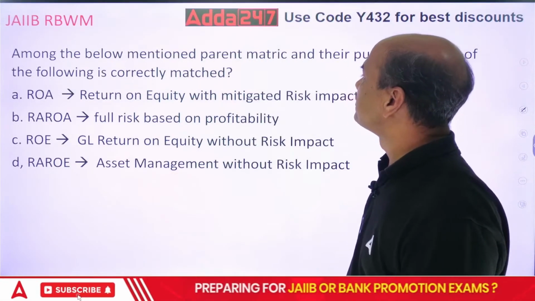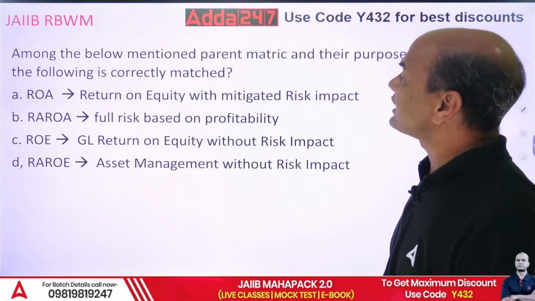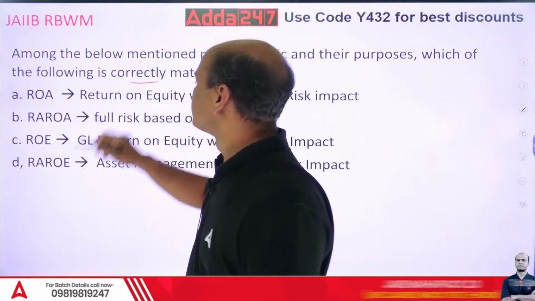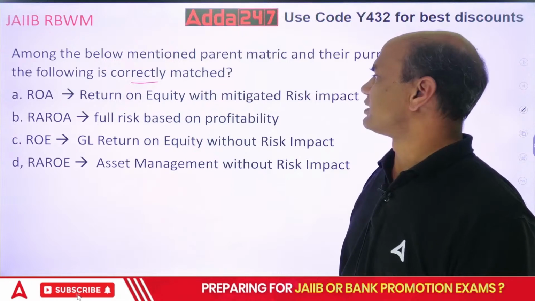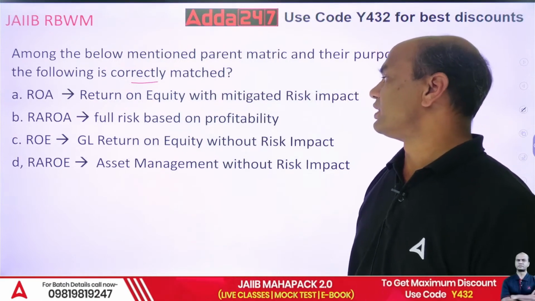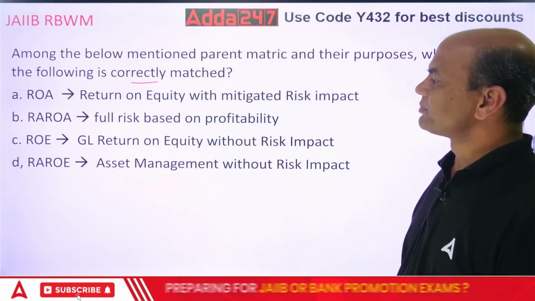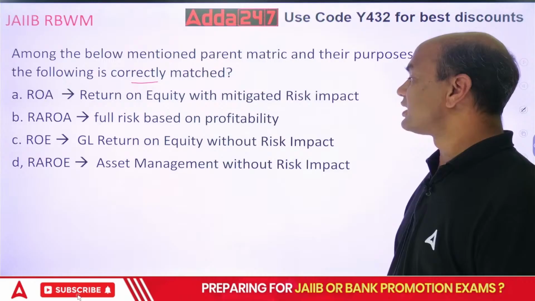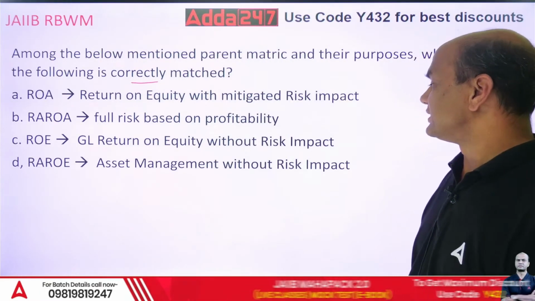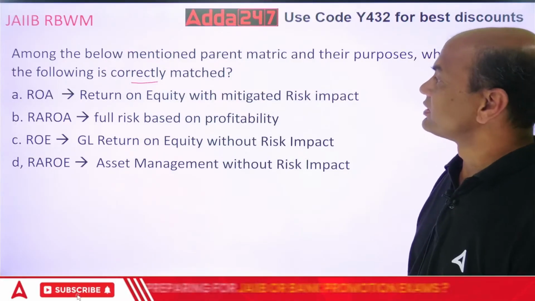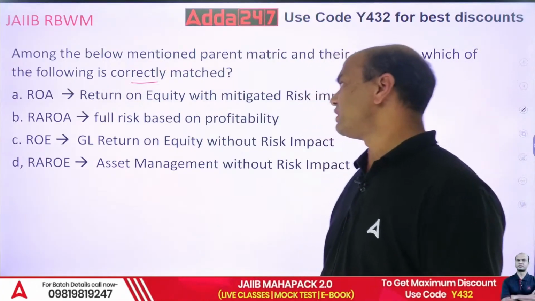Among the below mentioned parent metrics and their purposes, which of the following is correctly matched? Options: ROA, return on equity with mitigated risk impact. RAROA, fully risk based on profitability. ROE, return on equity without risk impact. RAROE, asset management without risk impact. Which of them is correctly matched? Think over it.